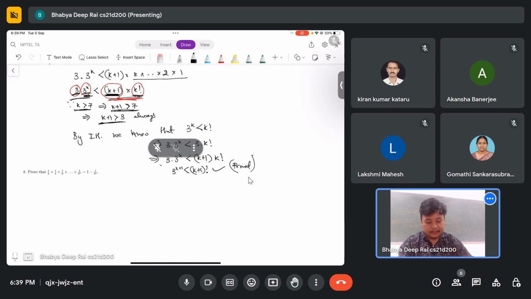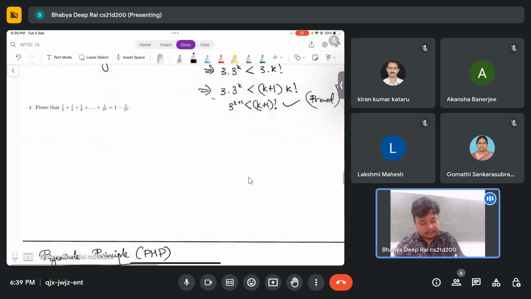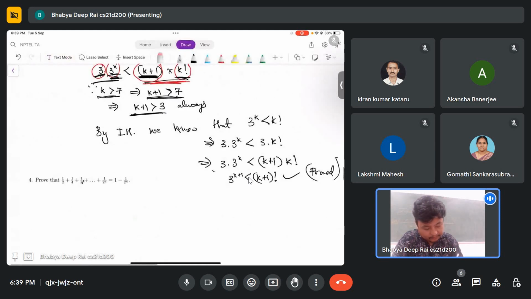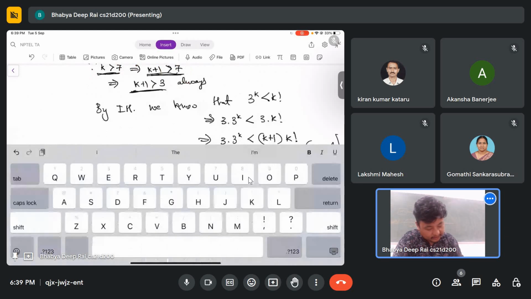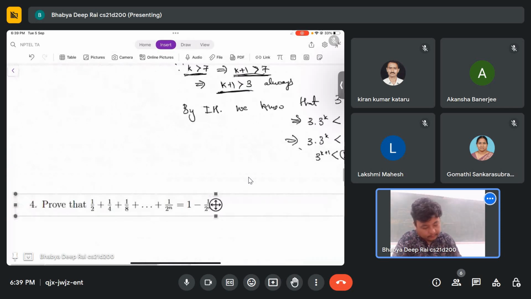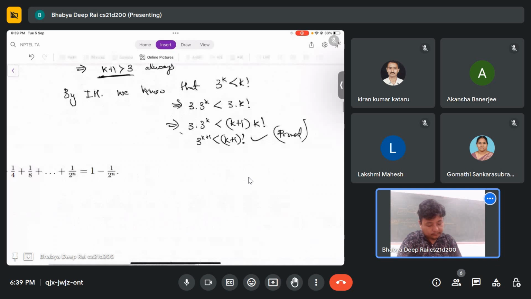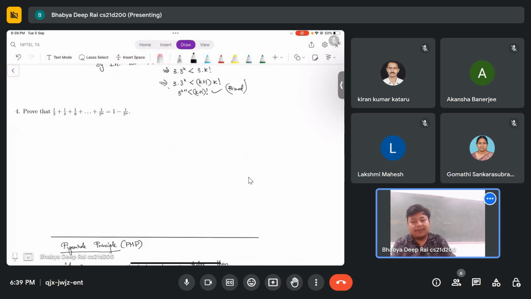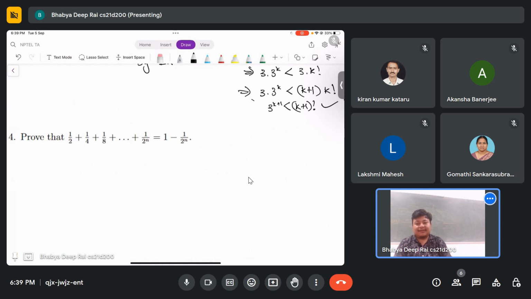Okay, let's move on. So here the question says prove that, let me increase the size. The question says the following: prove that 1 by 2 plus 1 by 4 plus 1 by 8, you observe that these are all powers of 2: 2, 4, 8, 16, 32 and so on, until 1 by 2 to the n for some n, is equal to 1 minus 1 by 2 to the n.